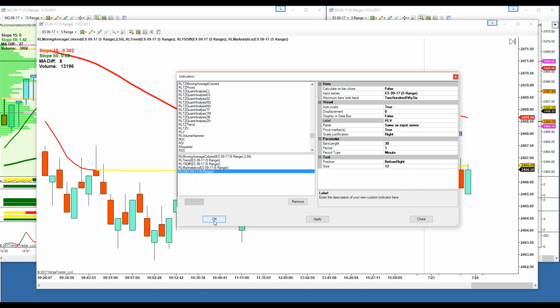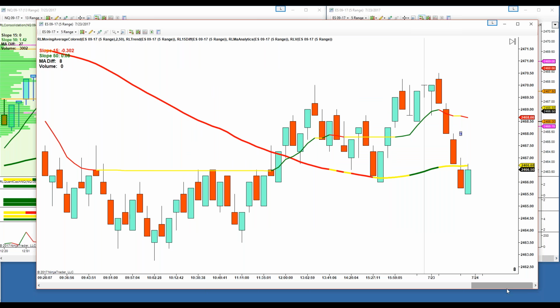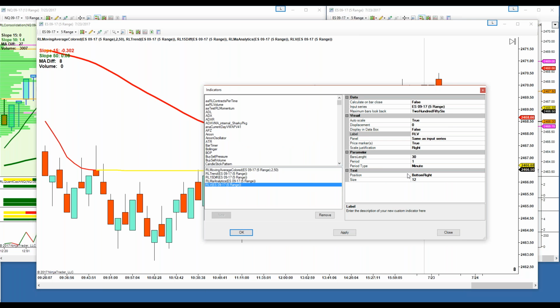Now we're going to look at RLV, right line volume. You can see we put an 8 in the lower right-hand corner. This tells us how many contracts are crossing the ticker per unit period of time. What we do, standard, is we look at a 1-minute period. So we want to know how many contracts are crossing every minute. It gives us an absolute assessment of volume.